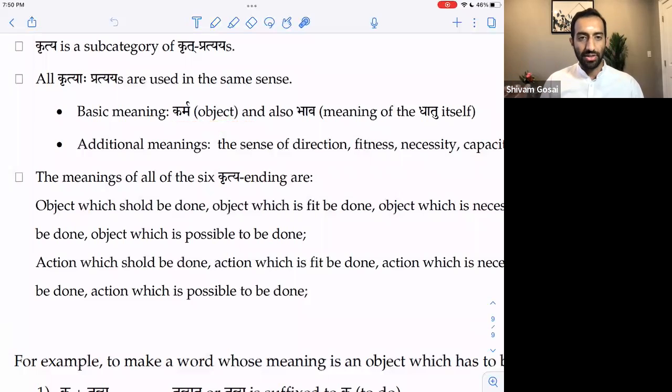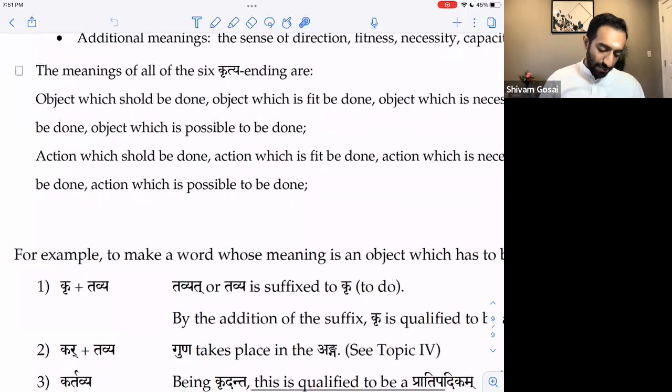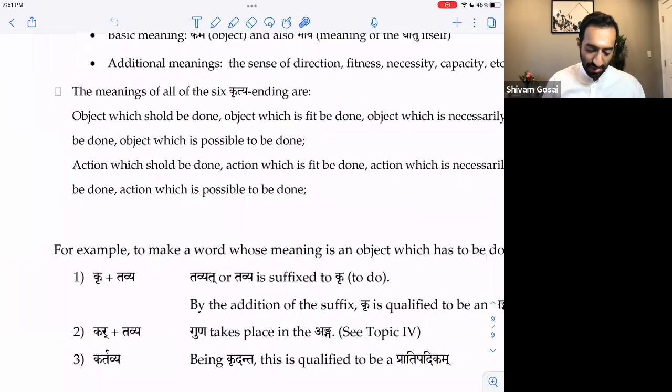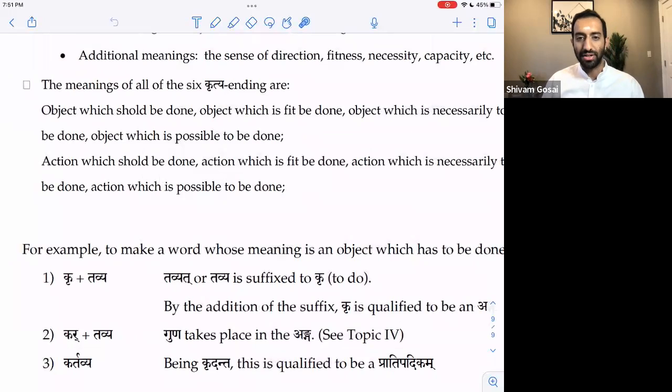It's karmani, right? It gives the sense of a karma, points to a karma, an object. There's also some that show bhave, but we don't see that. I mean, we do see that, but it's not gonna be relevant to us today. The meanings of this will be object which should be done, or which is fit to be done, or which is necessary to be done, or which is possible to be done. Okay, give me any of these meanings. So I'll take questions in a moment.